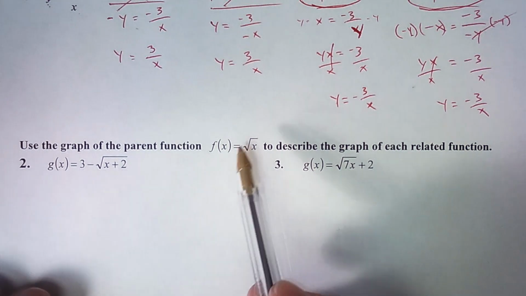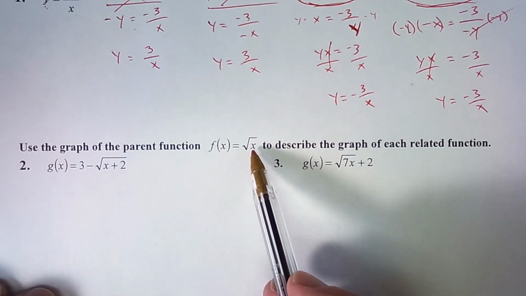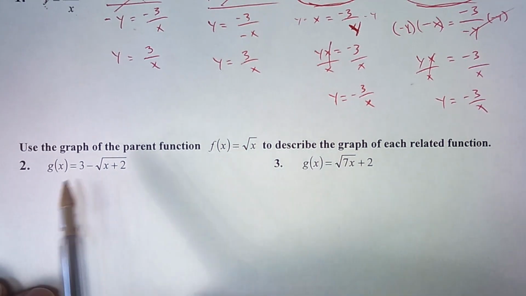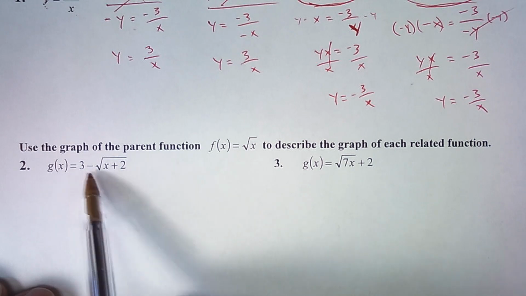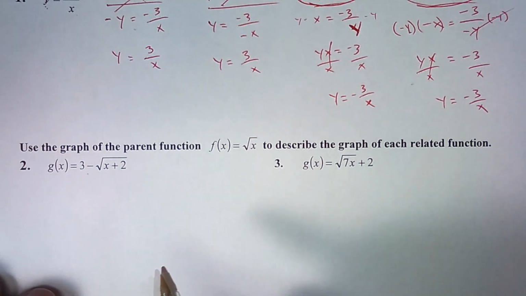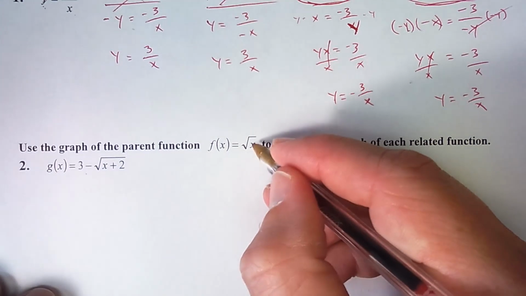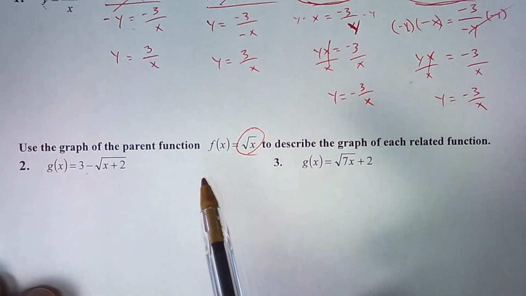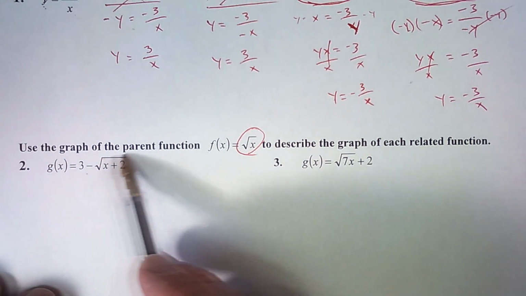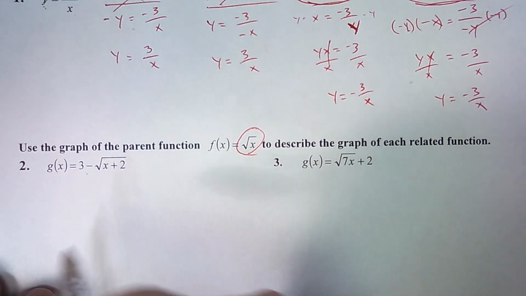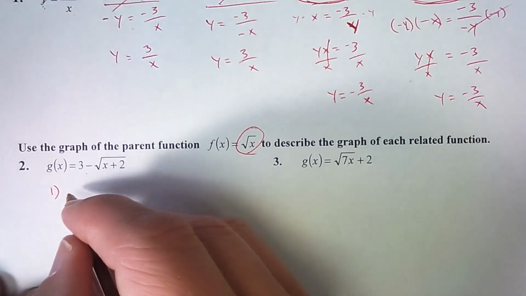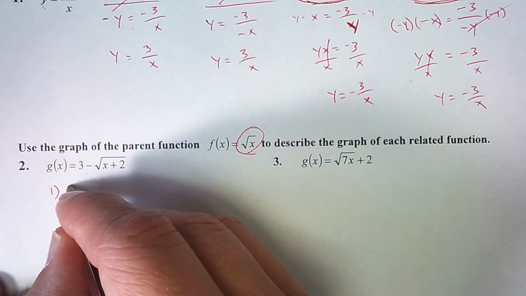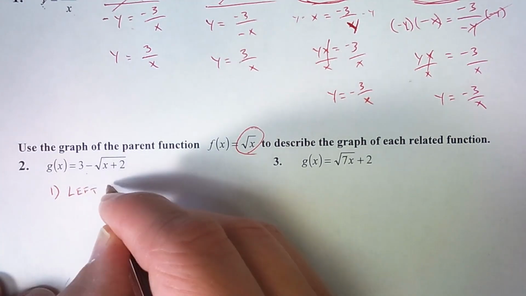Okay, now parent function, f of x equals the square root of x. What transformations take place here? So first we look inside of the function. The function is this right here, the square root of x. Is anything done inside of that square root function? Yes, there's a plus 2. So the first thing is that it shifts left 2 units.